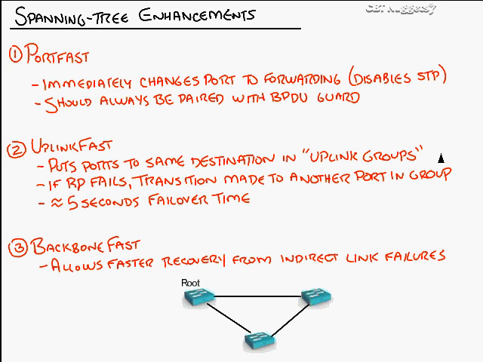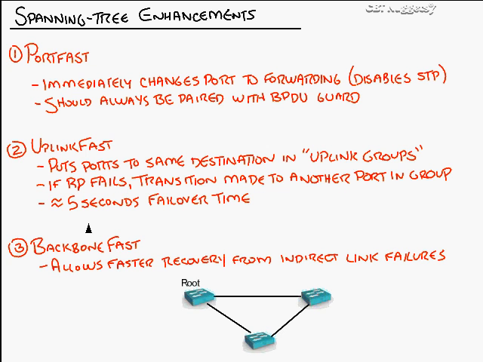UplinkFast, here's the concept. It puts ports to the same destination into uplink groups. So let's say you have redundant connections. It's going to say, okay, this is uplink group 1 and uplink group 2. And it groups these things together. And if at any time your root port fails, the one that's forwarding, it will transition to the other port in the uplink group right away.